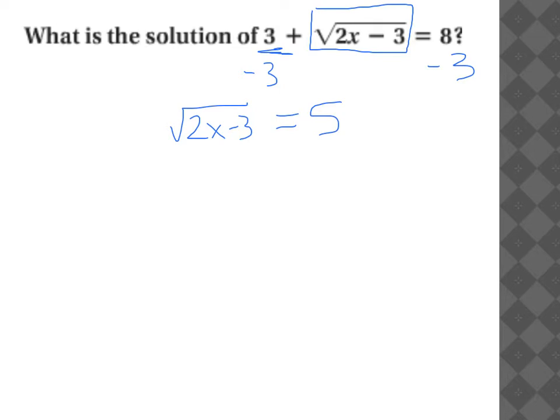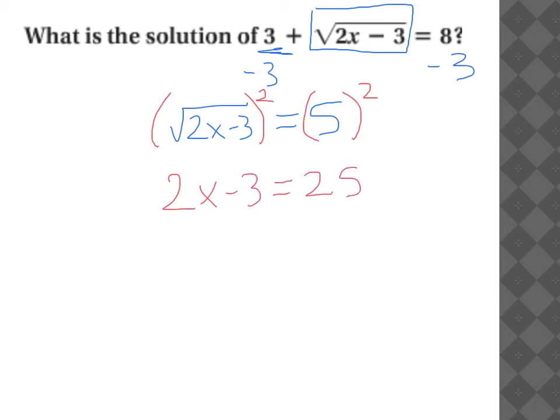And now once you isolate the root, the opposite of taking a square root is squaring it. So I'm going to square this whole side of the equation, and whatever you do to one side, you have to do to the other. So I'm going to square the other side also. On the left-hand side, the square and the square root cancel each other out, just like adding and subtracting does above. So I'll just have 2x minus 3 is going to be equal to 25.